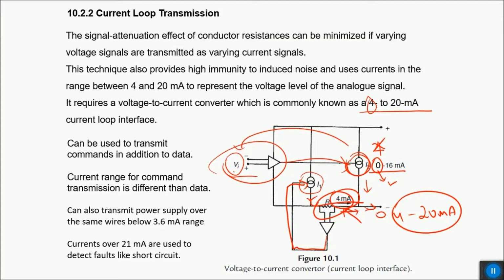Now, why do we need 4 milliamperes but not 0 milliamperes? Number one, this 4 milliampere means a 0 V input, but we need to supply power also. So we supply power through this 4 milliampere base current or offset current, and this 4 milliamperes is used to power up the circuit. The second thing is we can use it to detect faults if our current at the receiver side is outside this range.